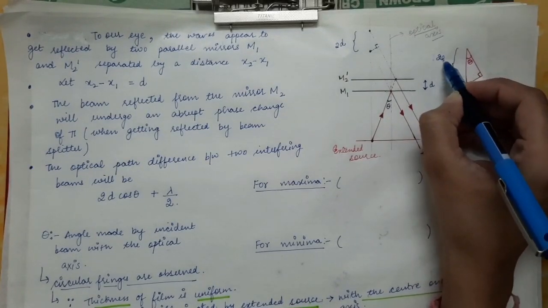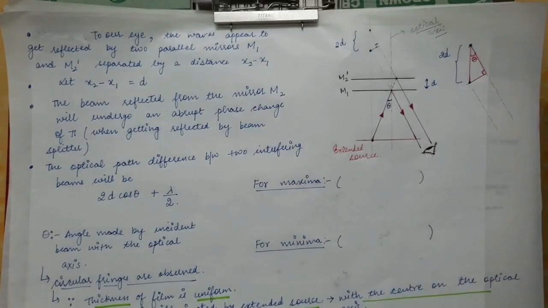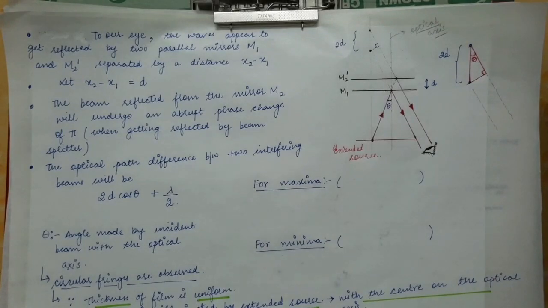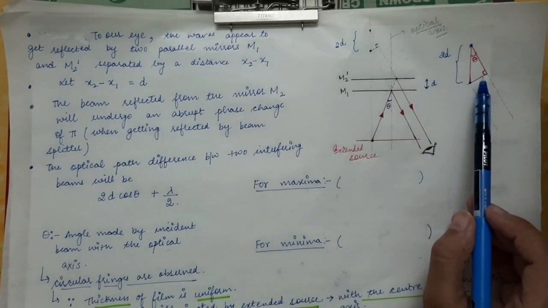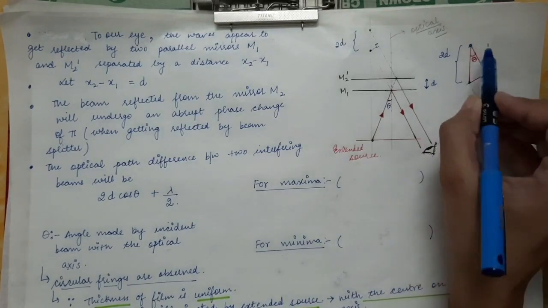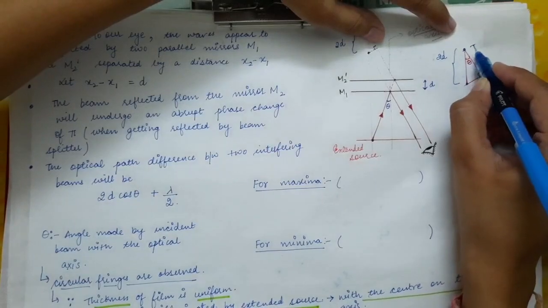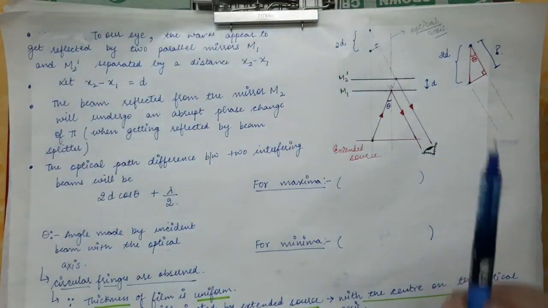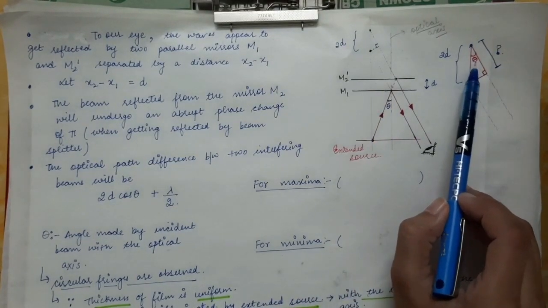So the distance between the images of two sources. Here are the two sources which are present. The distance between these two sources is equal to 2d, and we had drawn a perpendicular on the second ray, and what we want to find is this slanting distance. And what we know is this angle is equal to theta.